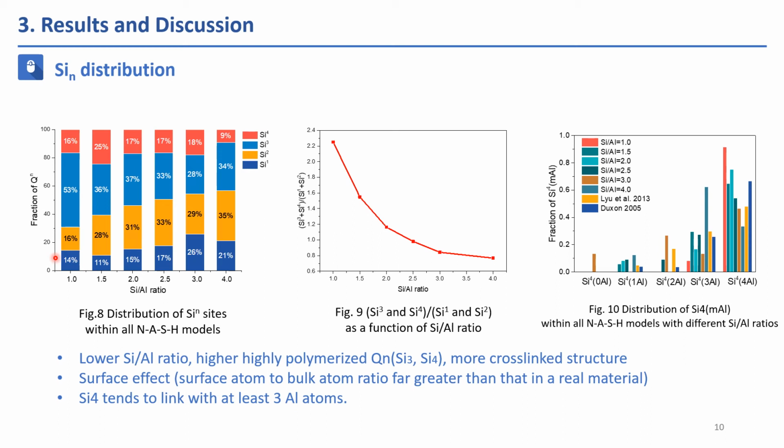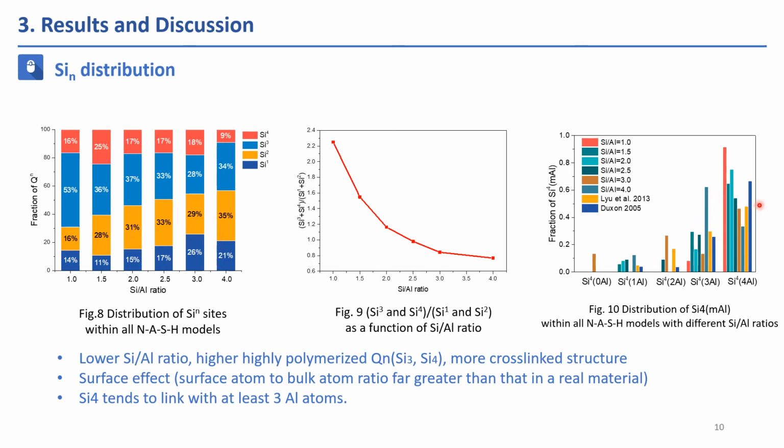It seems my simulation has more Q1 and Q2 compared with the experiment. Actually, this is because of surface effect. If you remember, my simulation took place in a very small box. As a result, the structure I obtained has a large surface. That's why I have more Q1 and Q2. But if we compare silicon-4 distribution, we can see my simulation result is actually quite consistent with other experimental results.